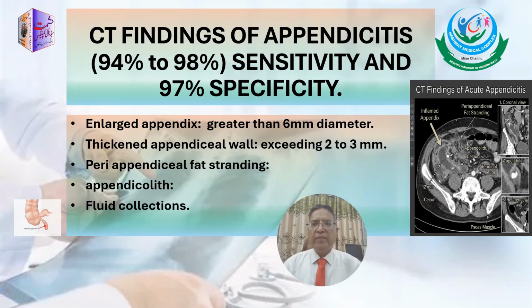while CT scan findings of appendicitis with a sensitivity of 94 to 98% and specificity of 97% include an enlarged appendix greater than 6 mm in diameter, thickened appendiceal wall exceeding 2 to 3 mm, periappendiceal fat stranding, appendicolith, and fluid collections.